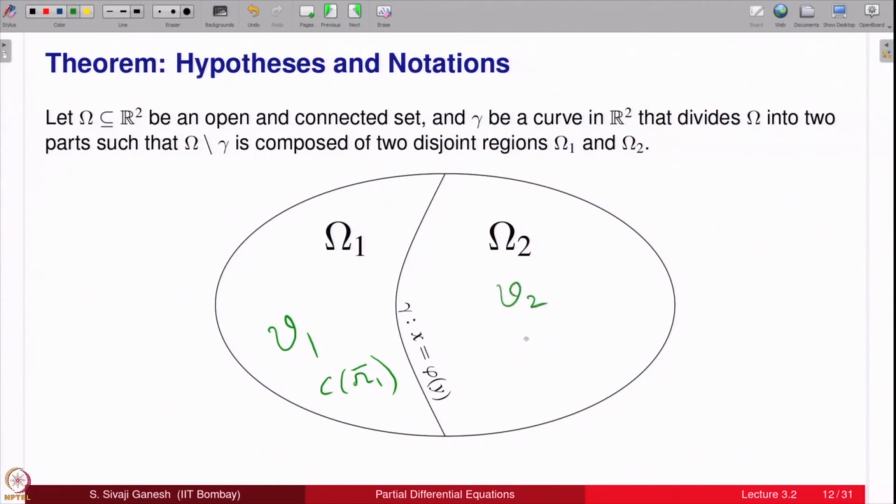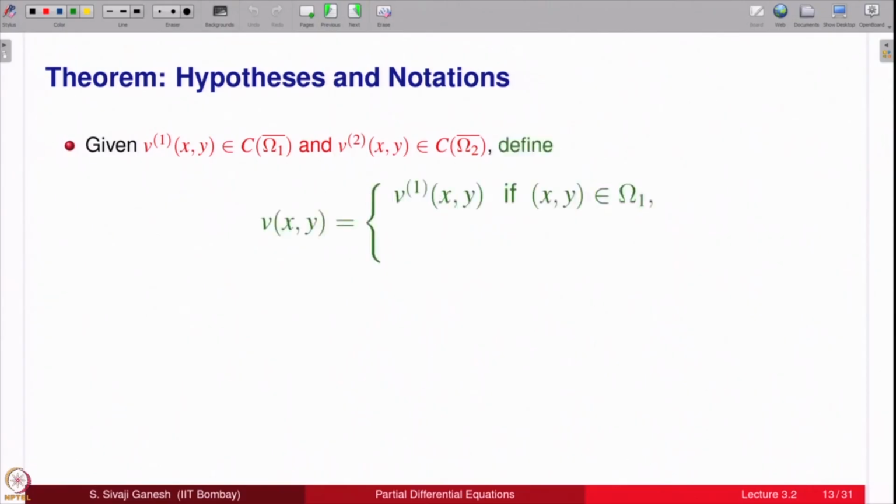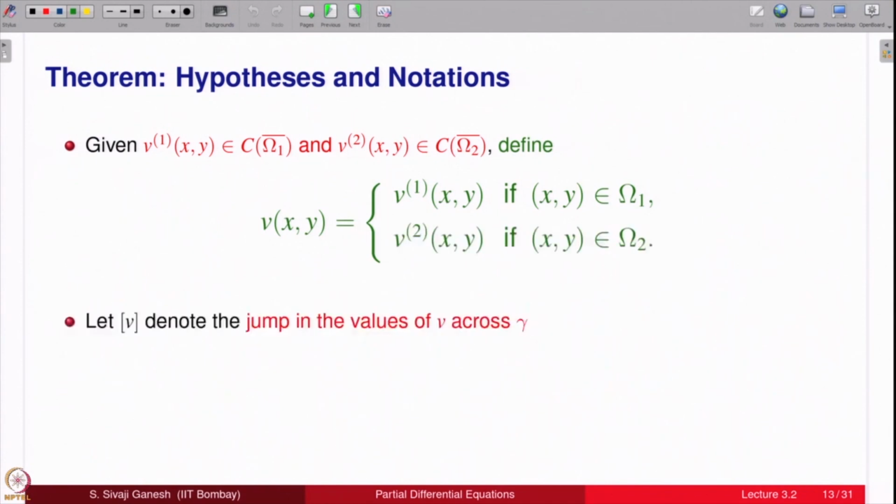Similarly, V2 is in C of omega 2 bar means that the values of V2 on the curve gamma make sense. It will guarantee that. Apart from that, on this boundary also they make sense because it is continuous up to the closure of the domains, in this case omega 1, in this case omega 2. If such functions are given, we can look at the value of V2 on gamma and V1 on gamma, it is meaningful. Therefore, we can look at their difference. Let us define a function V. In omega 1 it is V1, in omega 2 it is V2. Let box of V denote the jump in the values of V across gamma.